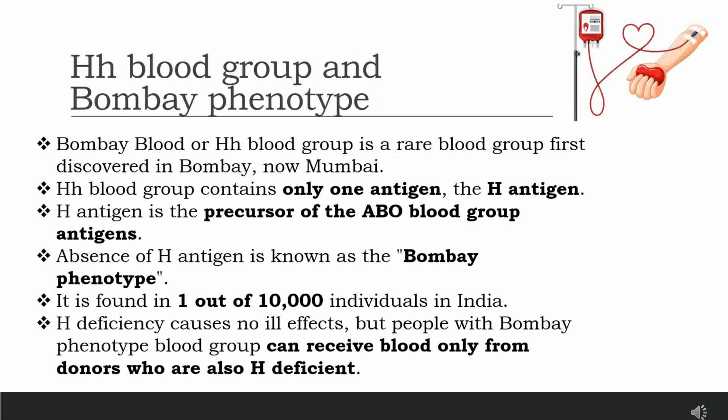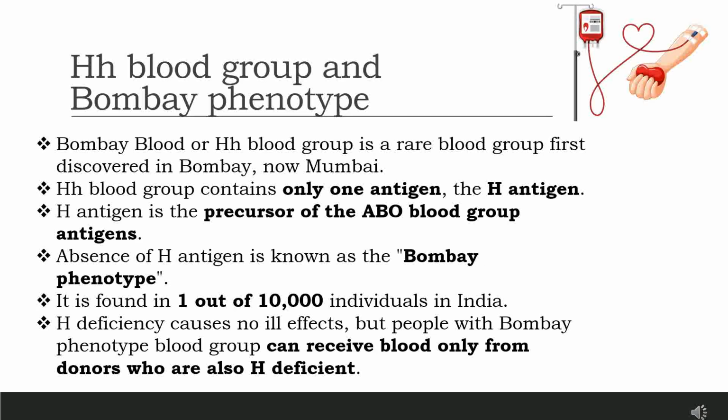Hh blood group and Bombay phenotype. The Hh blood group contains only one antigen, the H antigen. The H locus is located on chromosome 19. The H antigen is found on all RBCs and is the precursor for the production of the ABO blood group antigens. The absence of H antigen is known as the Bombay phenotype. It is found in 1 out of 10,000 individuals in India.